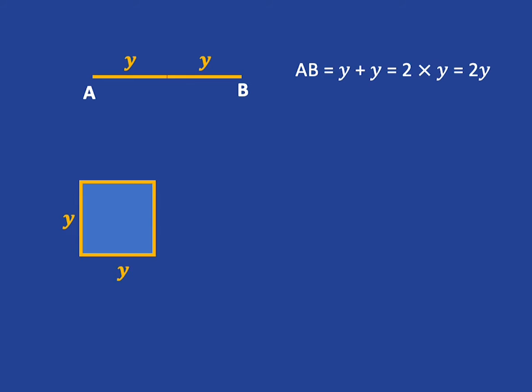If we look at the square, which has a side length of y, its area will be y times y, which is y squared. The area of a square is y times y, which is y squared. And again, the thing I'm wanting you to notice is y plus y is a length, and it's 2y, whereas y times y is an area of a square, which is y squared.